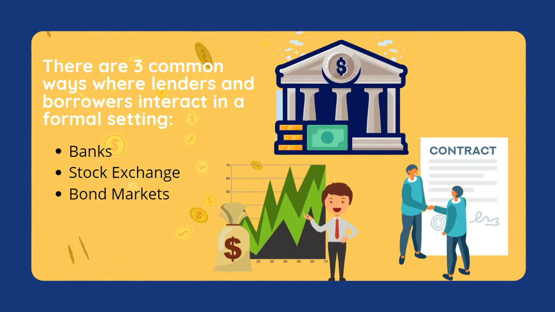So, there are three common ways where lenders and borrowers interact in a formal setting. First is the banks. Then, we also have the stock exchange. And lastly is the bond markets. So, let us further discuss these three common ways.